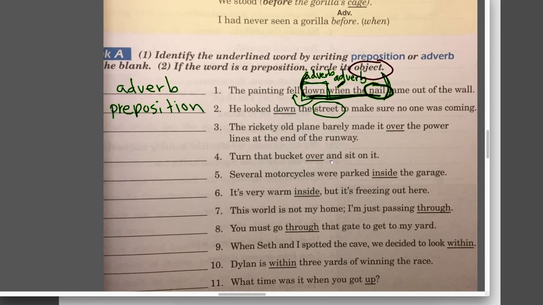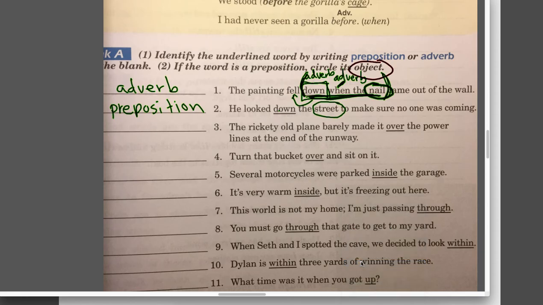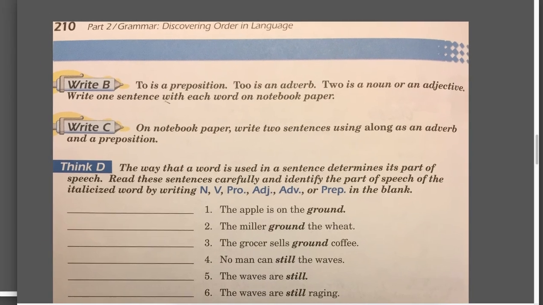All right. So let's go to the next page. Let's see what's on the back here. Okay, here's the next one. Part B: to is a preposition, to is an adverb, to is a noun or an adjective. Write one sentence with each word on notebook paper. So this shouldn't be too bad. Remember, this to is like, I'm going to so, right? Like it tells where you're going. This to is like too much or something, right? Like I have too much, sorry, things to do today. This to is like the number, right?